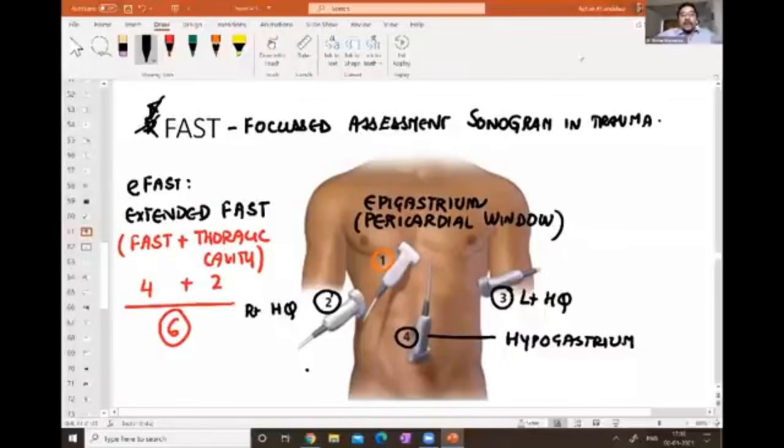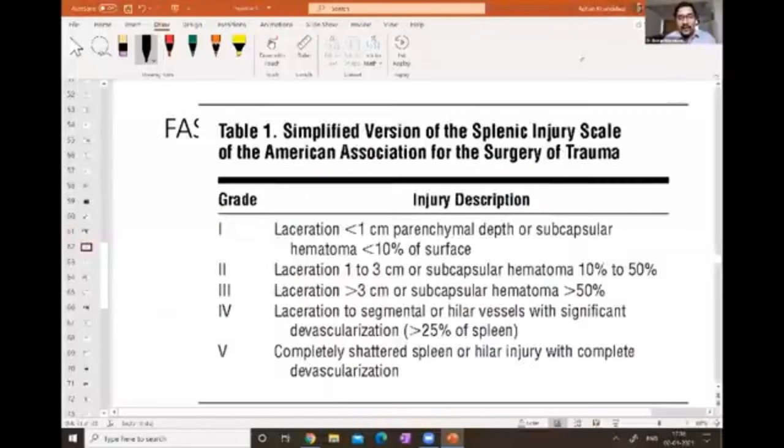The two additional places for EFAST are the thoracic cavity, right and left thoracic cavity. So once you assess the thorax, that becomes EFAST or extended FAST.